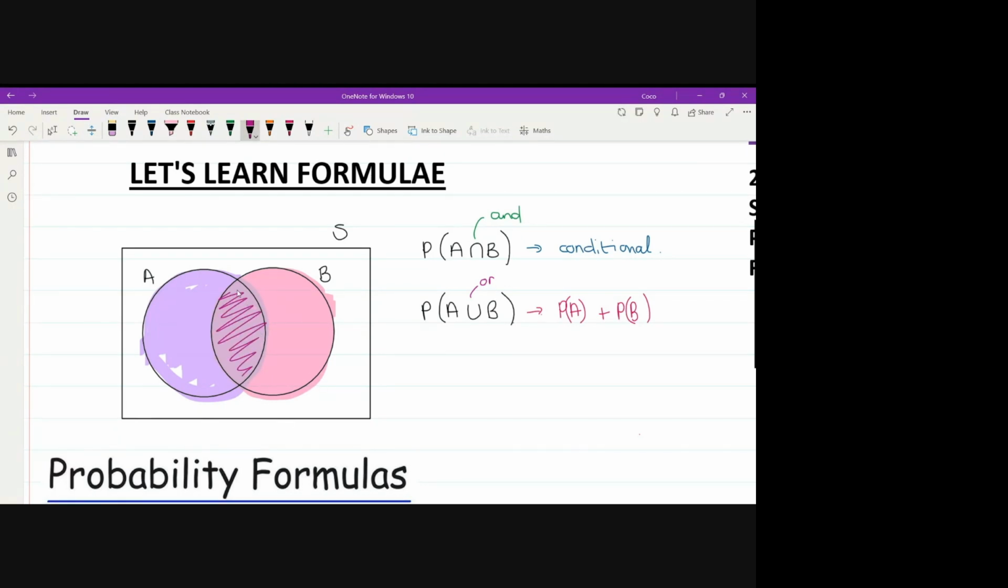I've counted it twice. I counted it when I looked at the probability of A, and I counted it when I looked for the probability of B. So if I'm calculating the probability of A or B, I need to take the probability of A plus the probability of B minus the probability of A and B. I need to minus one of them because I can't count it twice.